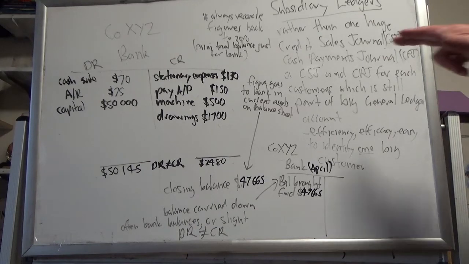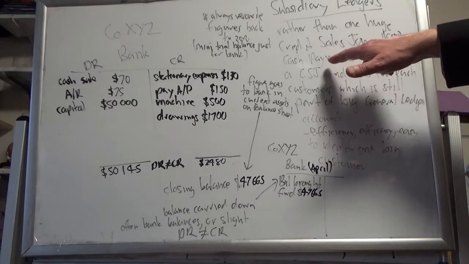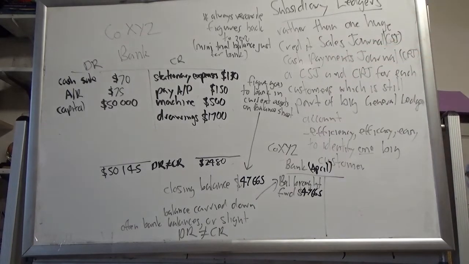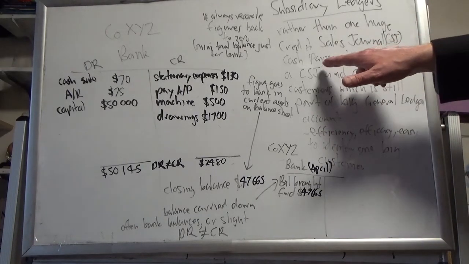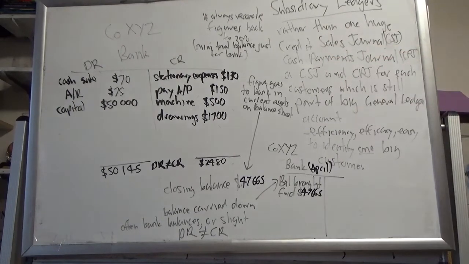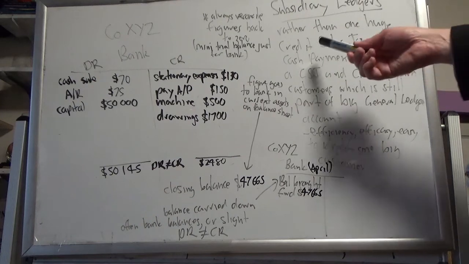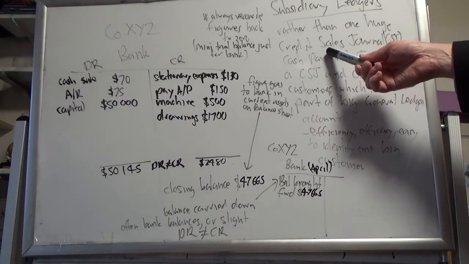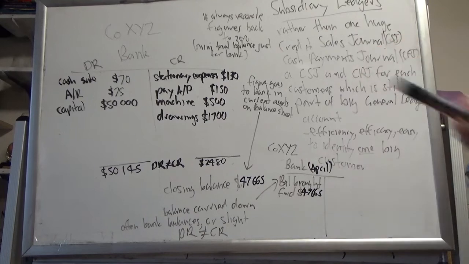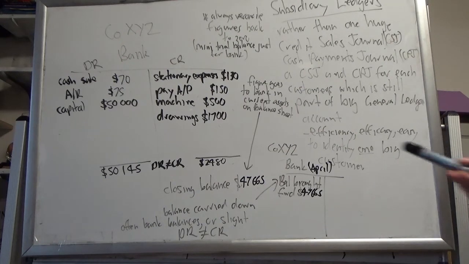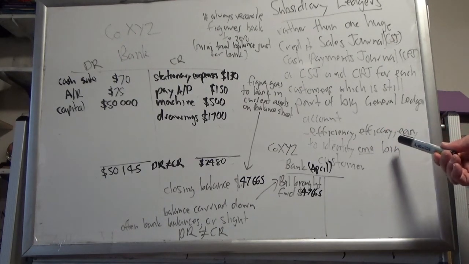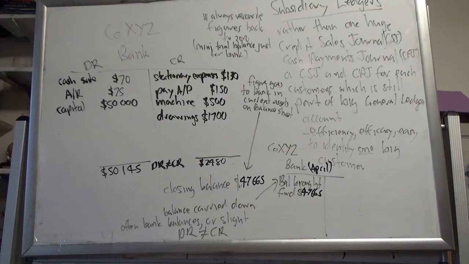But those separate subsidiary ledgers are still part of the payments journal, and that closing figure of payments is posted to the financial statement. So is sales in the income statement or P&L. So that's the definition for subsidiary ledger. It's just efficiency, efficacy, ease of identification of one customer.